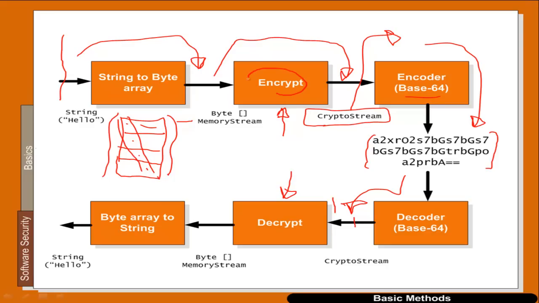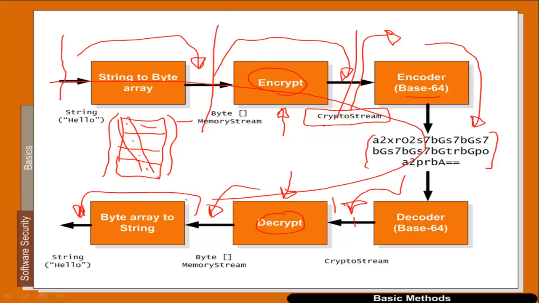Normally a standard algorithm is used to encrypt and decrypt. From there we should end up with our memory stream or a byte array, and then we use a byte array to string conversion to be able to get the string back again. Okay, so this is the basic procedure that we typically go through when we're encrypting, from plain text all the way around back to plain text again.